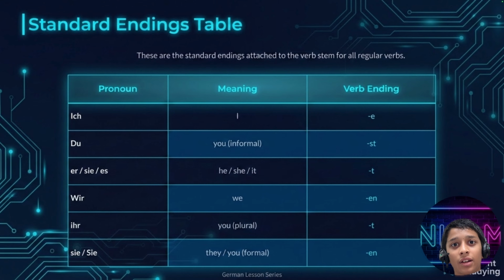For wir, we, the ending is en. Notice that this matches the infinitive ending. For ihr, the informal plural you, the ending is t. For sie or Sie, they or the formal you, the ending is en. Again, identical to the infinitive. The full sequence is e, st, t, en, t, en. Repeating this sequence aloud helps commit it to memory.